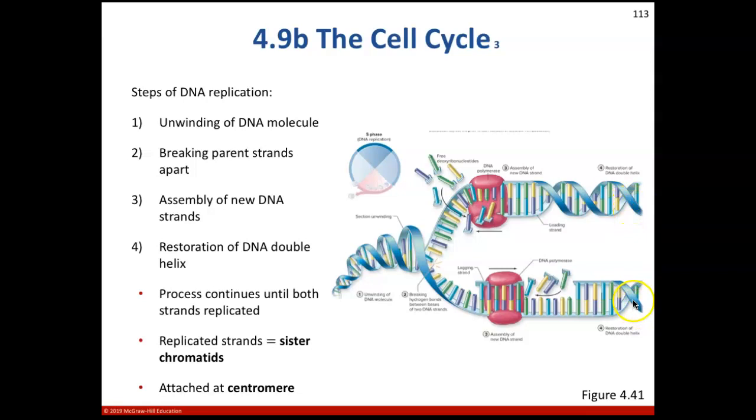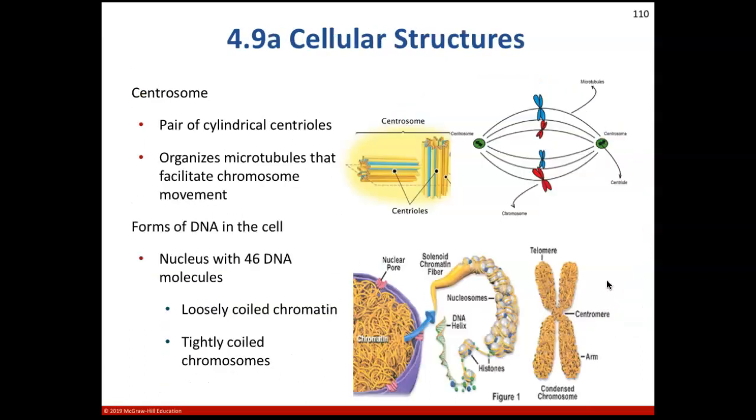This process continues until both of the strands are replicated, and these new replicated strands are called sister chromatids, and they will be attached in an area known as the centromere. So let me go back to show you. Here's our chromosome. At the center, we see the centromere.